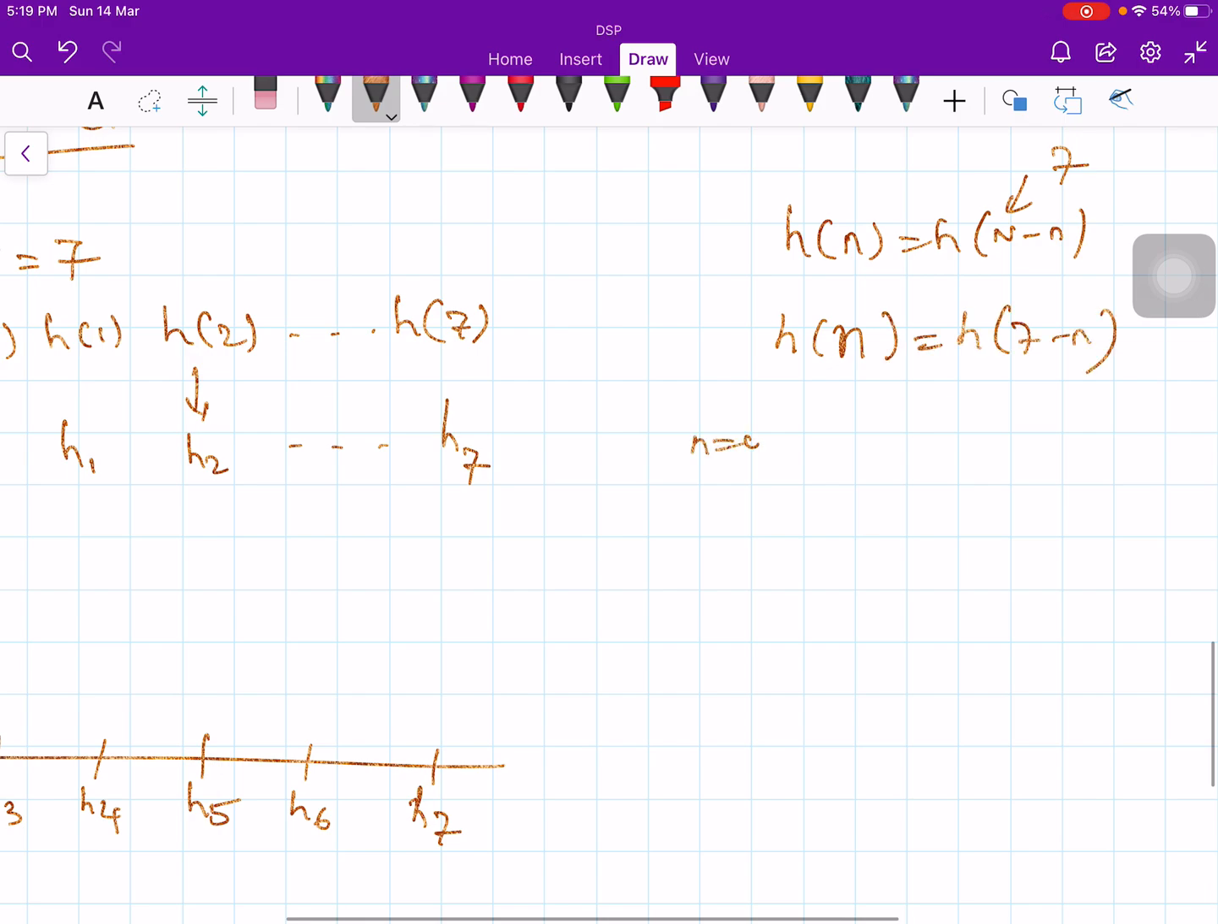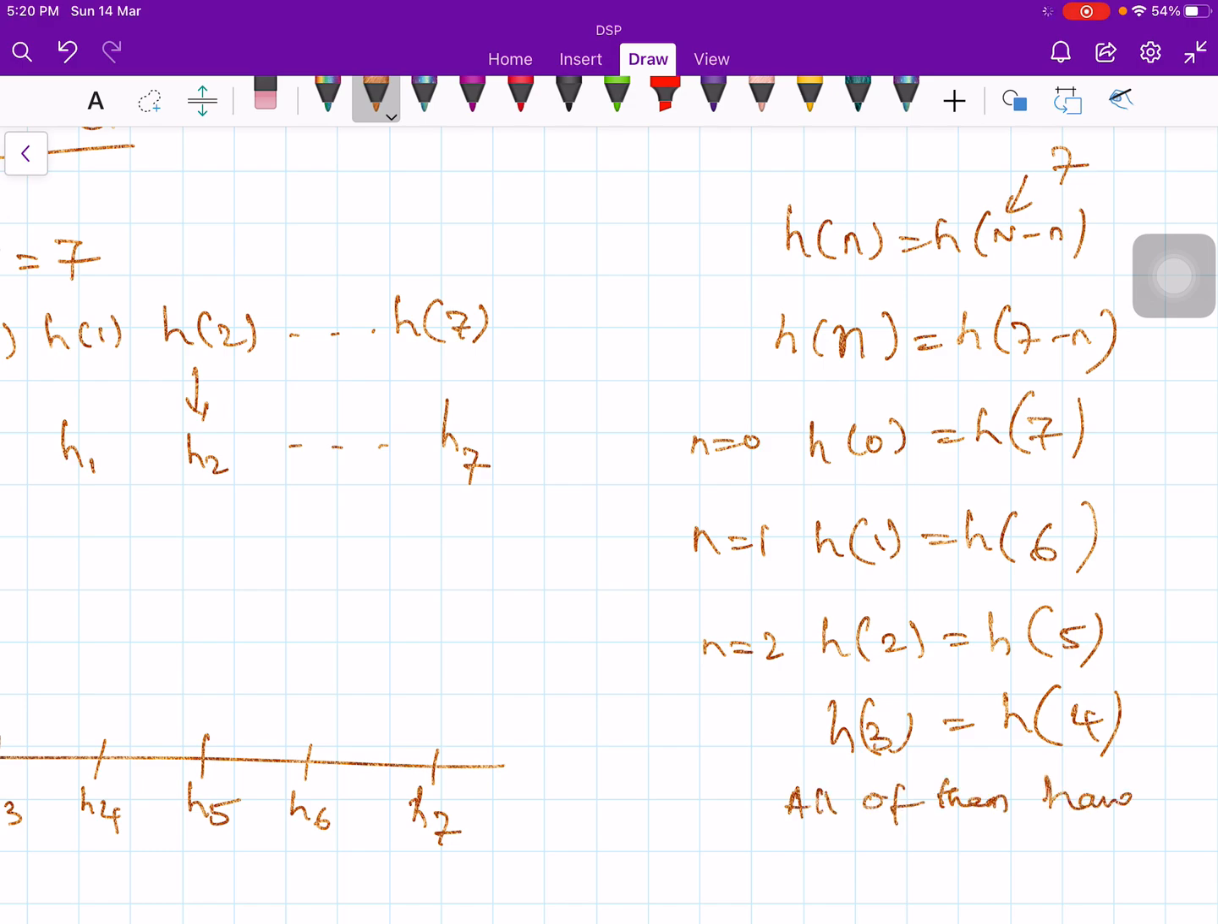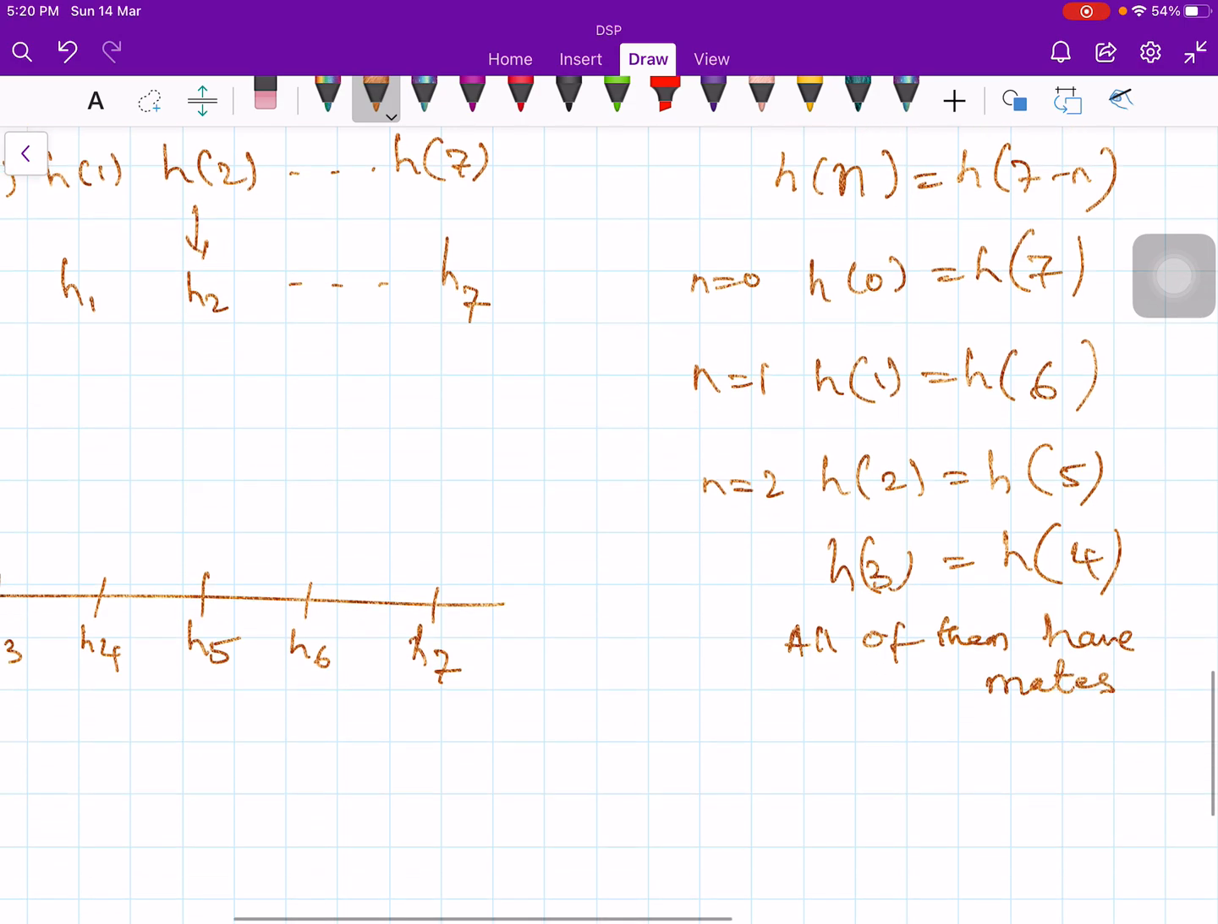Now substitute n is equal to 0, h of 0 is equal to h of 6, isn't it? Am I correct? No, h of 7, because n is 0. Substitute n is equal to 1, h of 1 is equal to h of 6. Substitute n is equal to 2, h of 2 is equal to h of 7 minus 2, that is 5. h of 3 is equal to h of 7 minus 3, that is 4. So all of them are paired, all of them have mates.